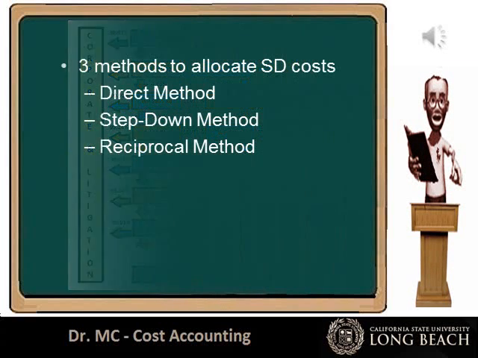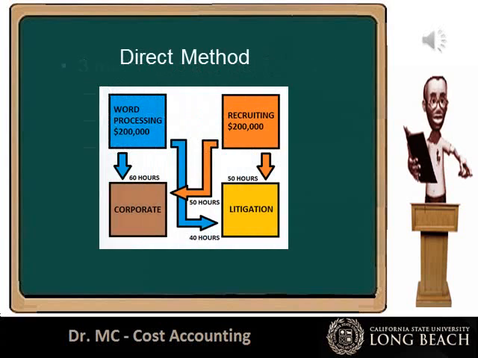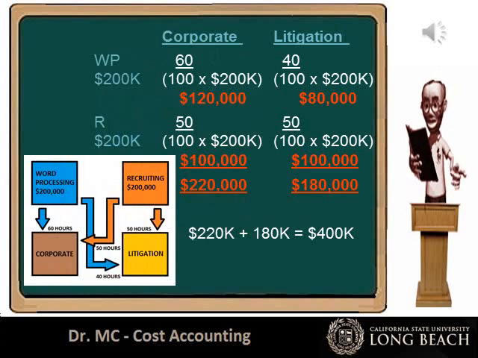There are 3 alternate ways that firms deal with the multiple levels of allocations caused by support departments doing work for each other that we just observed. They are called the direct method, the step-down method, and the reciprocal method. You need to know all 3 of these methods. With the direct method, the firm ignores the work that the support departments do for each other. With the direct method, the word processing department allocates its costs only to the 2 production departments, and it ignores the work that it does for the recruiting department.